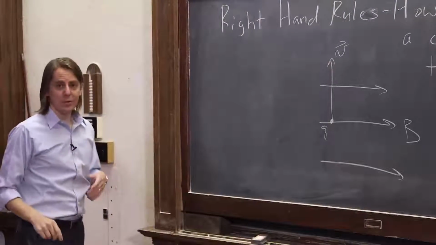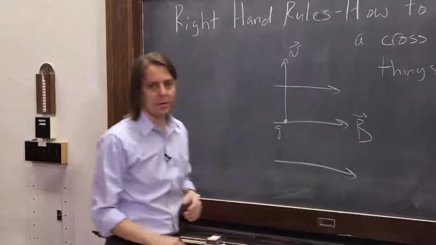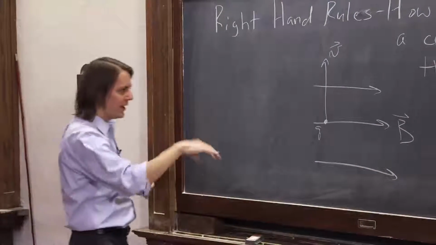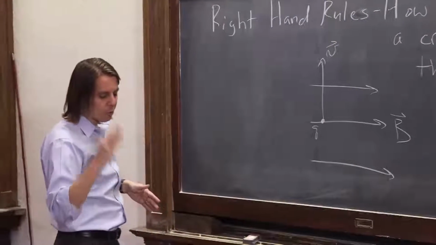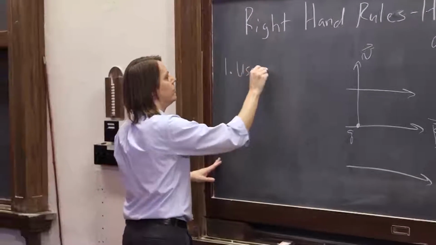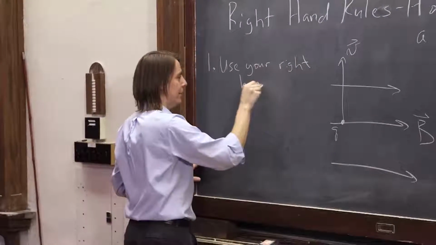We said the magnitude is QVB magnitudes times the sine of theta, but the direction we had to use the right-hand rule. So it's a way that you use your right hand to figure out which way the force will be. So let's go through the rules of using the right-hand rule. Rule number one is use your right hand.